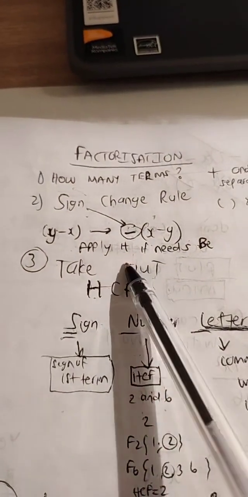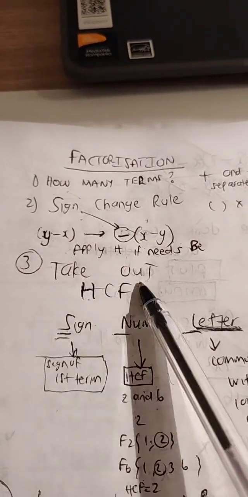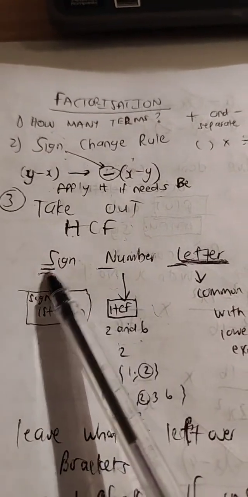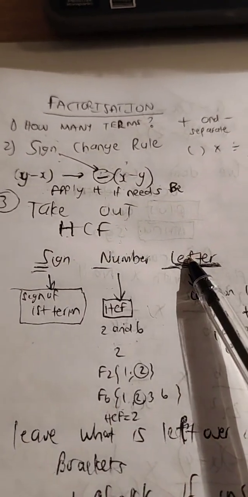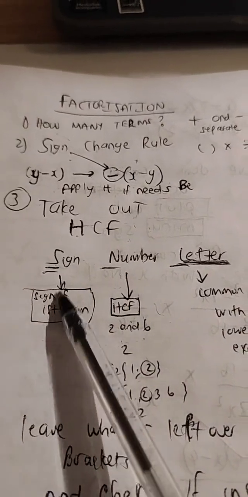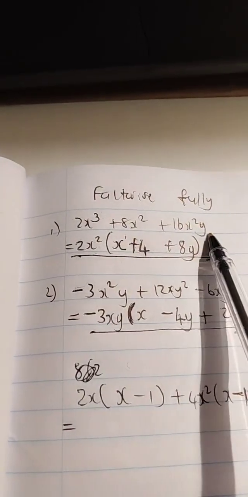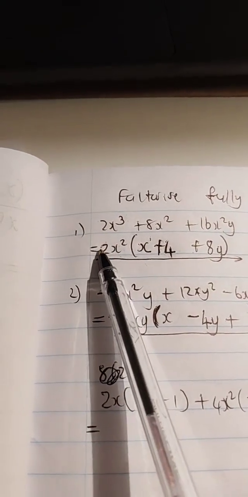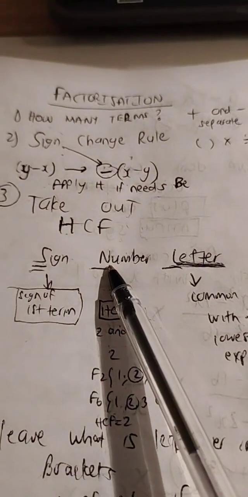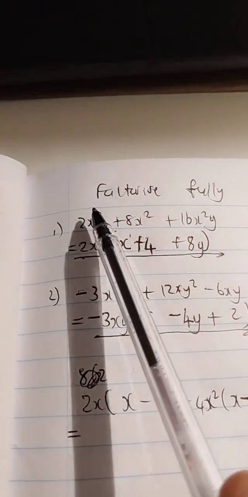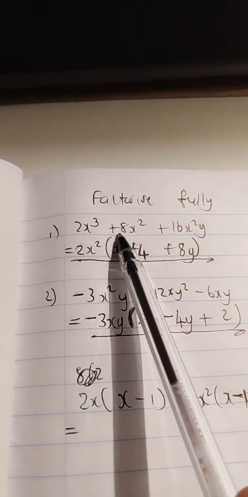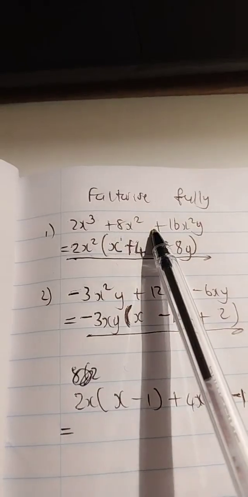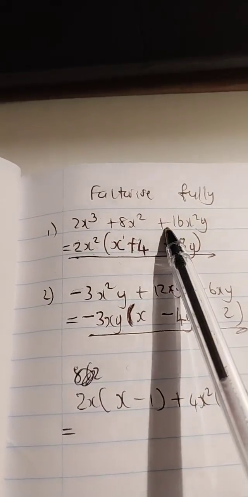Step number 3, do we have a highest common factor? Because if we do, we take it out. According to what? The sign, the number, the letter. So highest common factor sign is always the sign of the first term. In this expression, the first term is positive, so we take out a positive sign as a highest common factor. Number, highest common factor number, between what? 2, our first term, 8, our second term, and 16, our third term. We are looking at 2, 8, and 16, and we are asking what is the highest common factor.